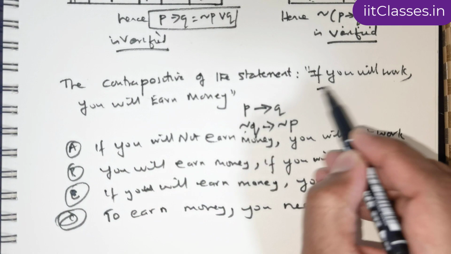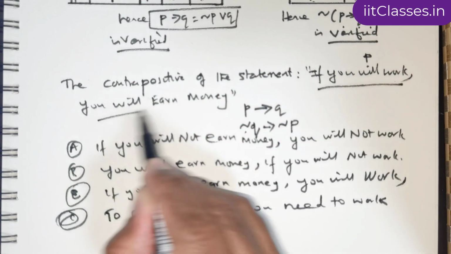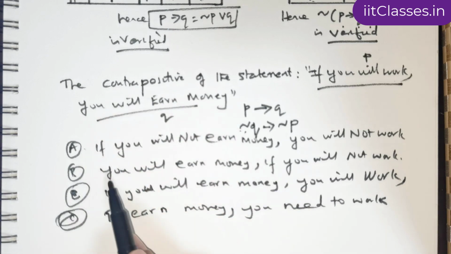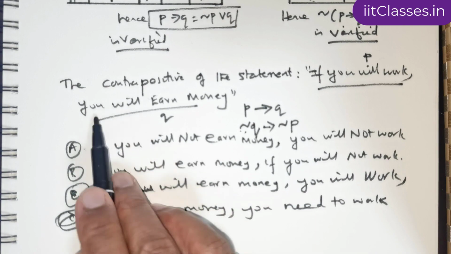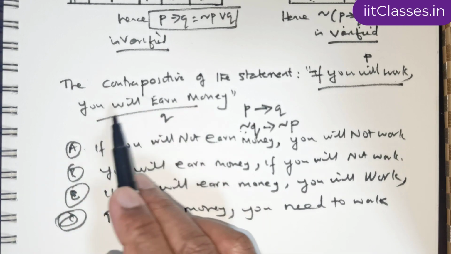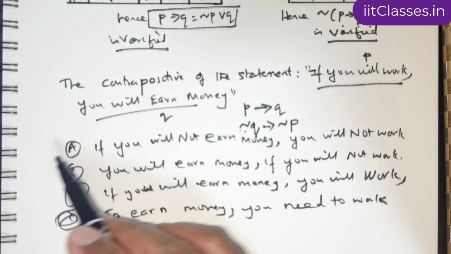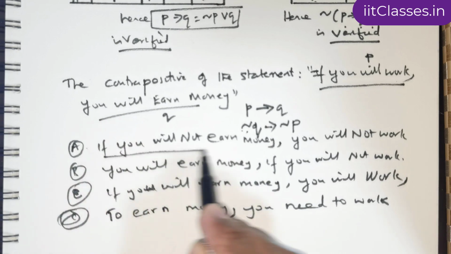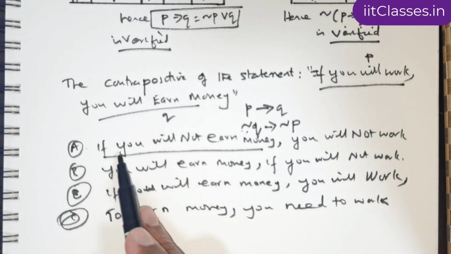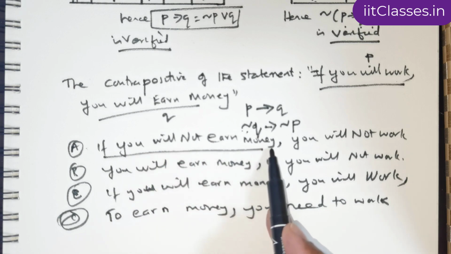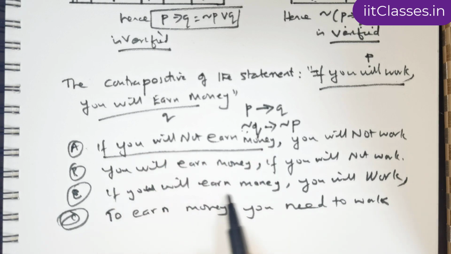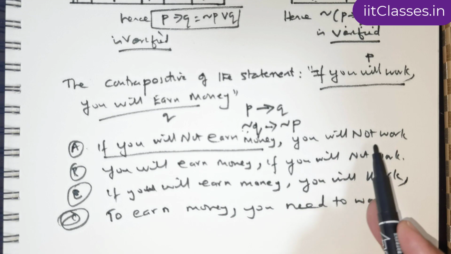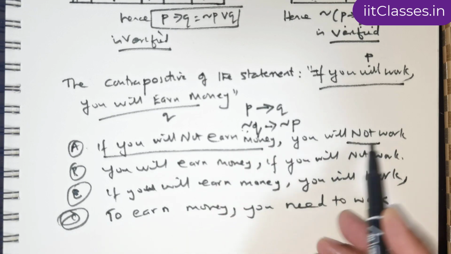Negation means, say this is my P, this is my Q. Negation of Q means a not operator has to be there, right? So we have to start with this. You will earn money. That means you will not earn money. That should be the starting. And where do you get you will not earn money? Clearly, there is only one place which you can clearly identify. If you will not earn money, you will not work. This is a negation here, a negation here.